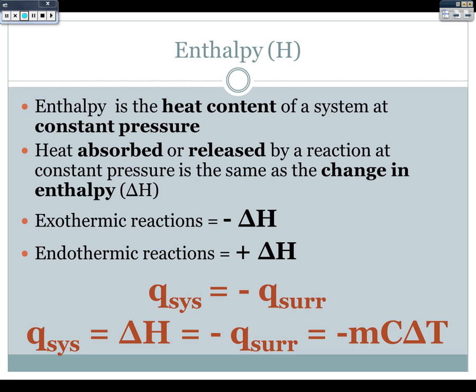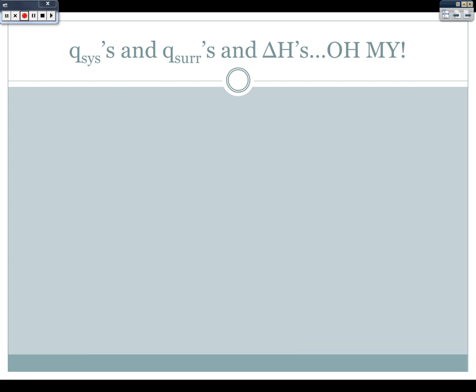With that in mind, we can relate all of these together to say that Q system is equal to delta H, which is equal to negative Q surrounding, which is equal to negative mc delta T. Alright. So Q systems, Q surroundings, and delta H's. Oh my. All right, there's a lot going on here, so let's slow it down for a minute and take a look.